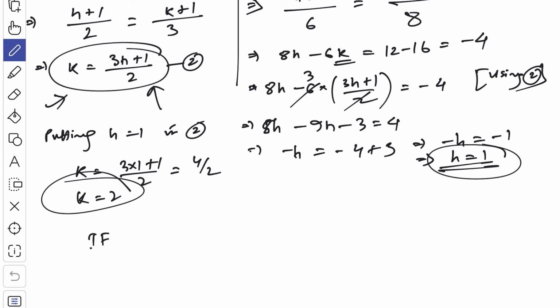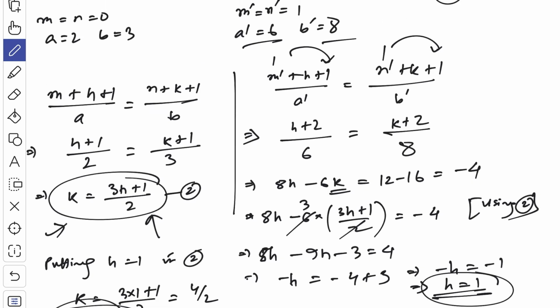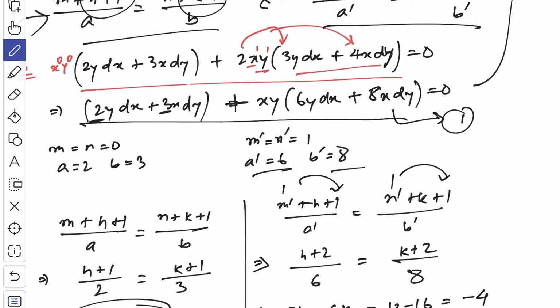So our integrating factor is given by, in this case, x to the power h and y to the power k, and putting the values of h and k, we have got x to the power 1, that is x only, and y to the power k, which is y squared. Okay, so this is the integrating factor. So now what is our next step? The next step is to multiply this integrating factor with the given equation. So this was the equation obtained from the given equation after simplification. Let us multiply the integrating factor with this equation number 1.